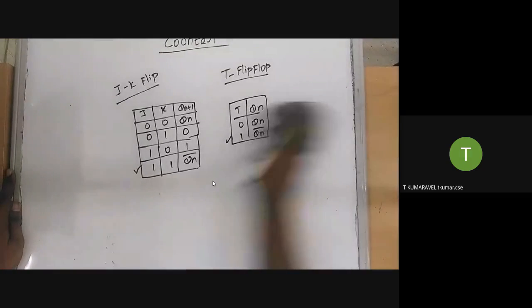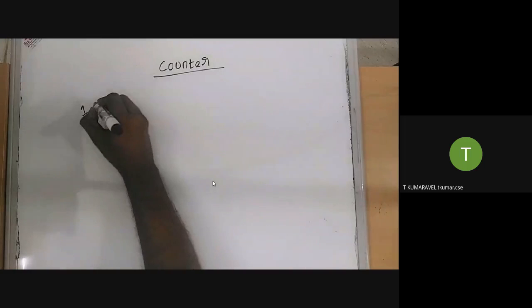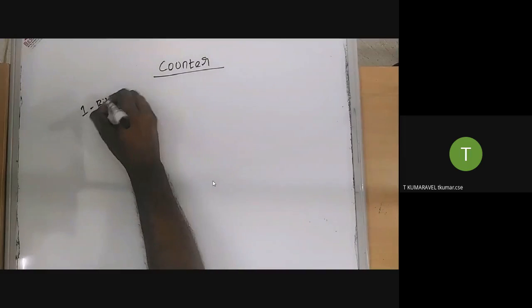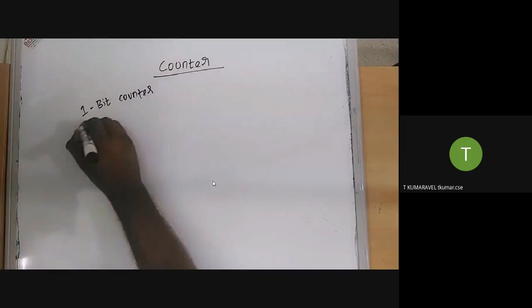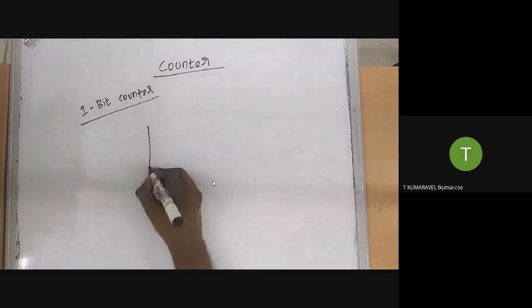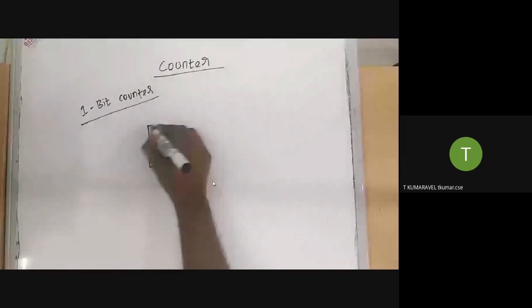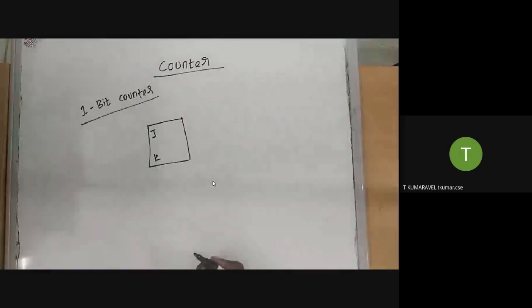So now what I've done, I'm going to design a single bit, 1 bit counter. In order to design the counter, you can take any one of the flip flops, either JK flip flop or T flip flop. In my example, I'm going to consider JK flip flop. So what is the meaning of 1 bit counter? Only 1 flip flop is available. That's why it's called a 1 bit counter.